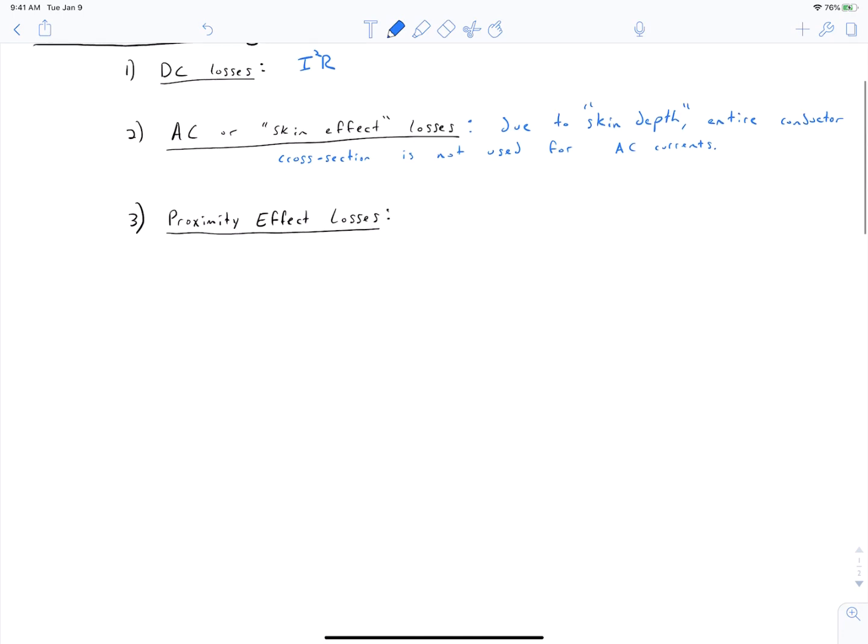The third category is called proximity effect losses. And these are losses due to external magnetic fields cutting into our conductor. So if a time-varying external magnetic field crosses our conductor, it's going to induce an eddy current, which will create losses.